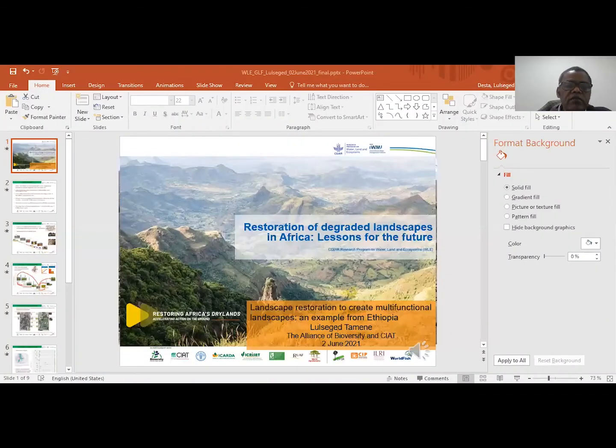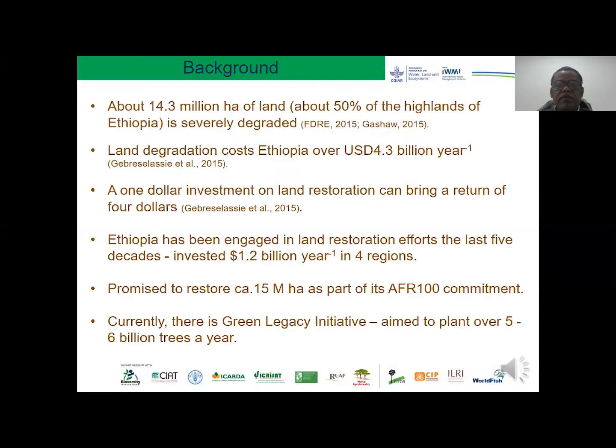So, Ethiopia is a big country of more than 110 million people, over 1.1 million square kilometers, and it is seriously affected by land degradation, whereby close to 50% of the highlands are degraded. And also the country has been impacted by serious degradation with a cost of more than 3 billion USD per year.